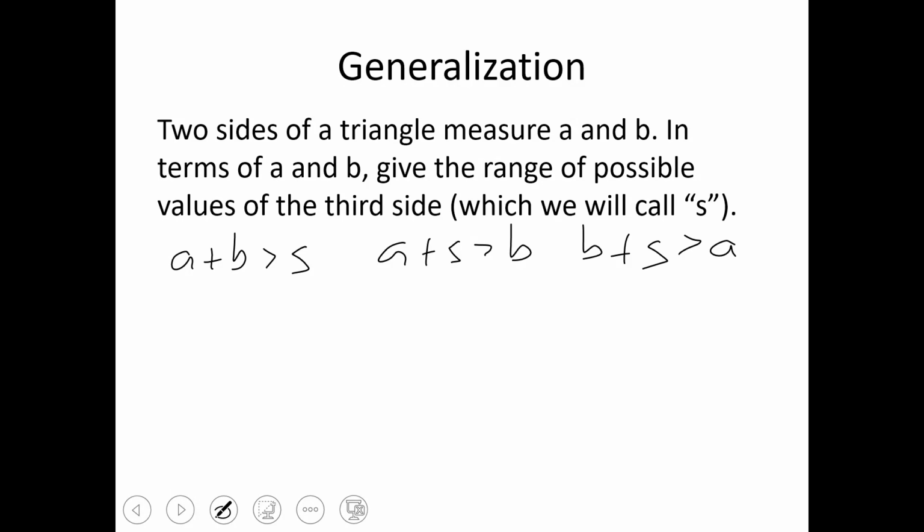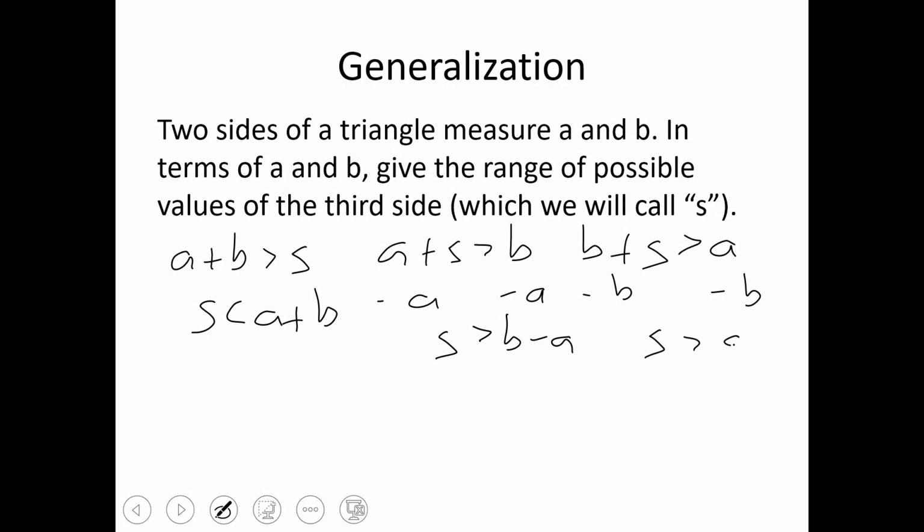And then let's solve each of these for S, right? It would be nice to have S on the left side, so the first one simply will be S is less than A plus B. And then for the second one, if we subtract A from both sides, we wish to isolate S on one side, we'll get S is greater than B minus A. And then for the final one, if we subtract B from both sides, we'll get S is greater than A minus B.